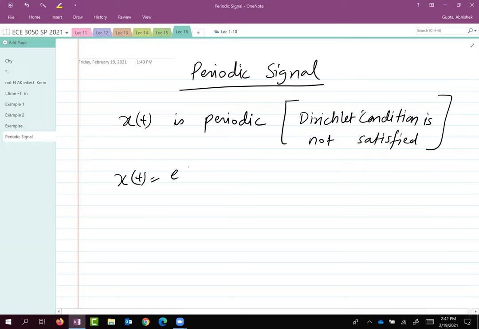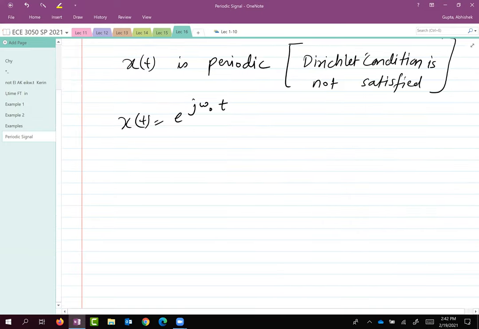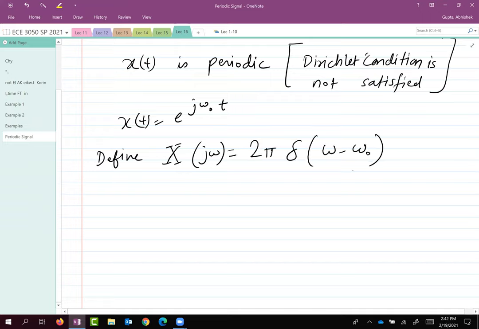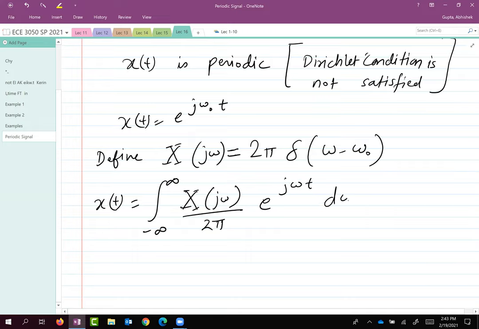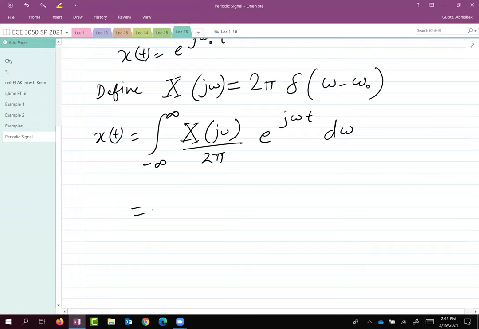My x of t is e raised to j omega naught t. So if I define my X of j omega as 2 pi delta omega minus omega naught, I'm just being creative here. I'm going to allow the Fourier transform to include delta functions. Okay. So if I define my X of j omega this way, then what do I get? I'll have x of t equals integral from minus infinity to infinity of X of j omega over 2 pi, e raised to j omega t d omega. And this is exactly equal to e raised to j omega naught t.